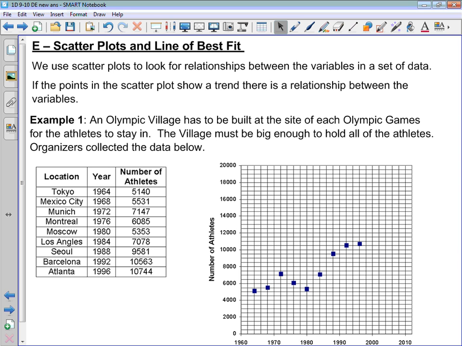If the points in the scatter plot show a trend, there is a relationship between the two variables. So let's look at an example. An Olympic village has to be built at the site of each Olympic Games for the athletes to stay in. The village must be big enough to hold all of the athletes. Organizers collected the data below. They looked at the location of various Olympic Games, starting in 1964, every 4 years up until the Atlanta Games in 1996, and they looked at how many athletes attended each Games.